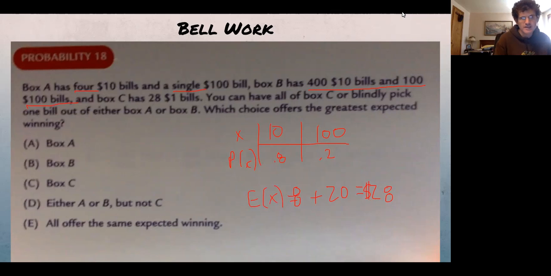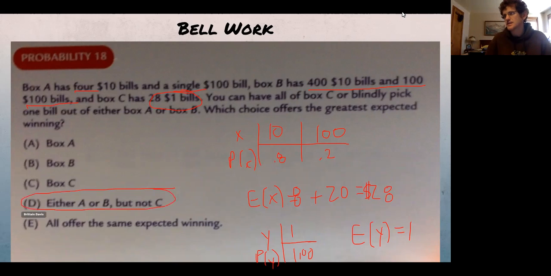The question is, is C the same? Now with box C, you have 1 as the expected value, and I'll call this Y. The probability of this is going to be 100%. So your expected value here for Y is going to be 1. So even though there's 28 $1 bills in there, your expected value is 1. No matter what you pull out, you're going to get $1. All right, so the answer is D, A or B, but not C.